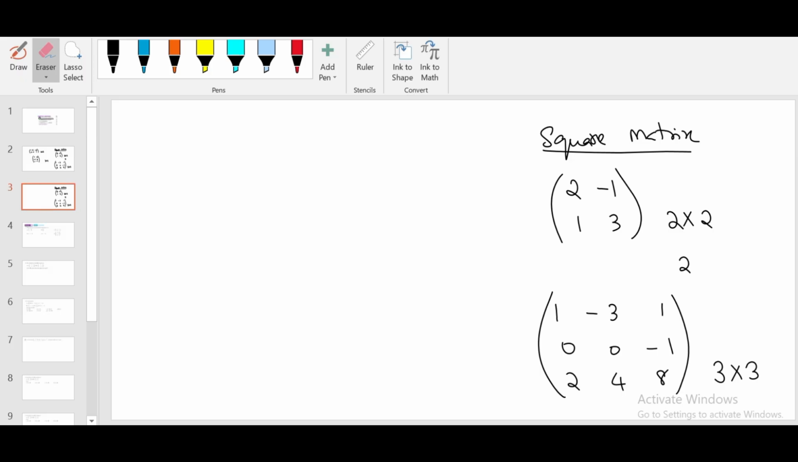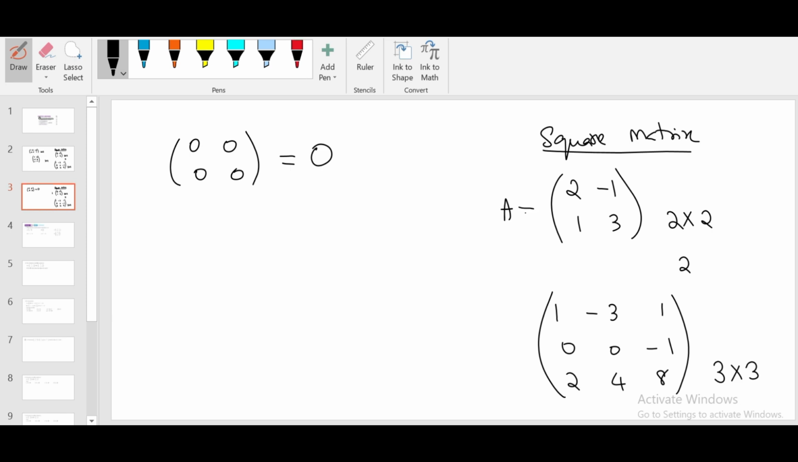And the next one is the zero matrix. A zero matrix is basically a matrix in which all the elements are 0. It's denoted by O. We usually use capital letters, English alphabets, to denote a matrix. A is equal to this, B is equal to this and so on. So this is the zero matrix, and there is something called the identity matrix.